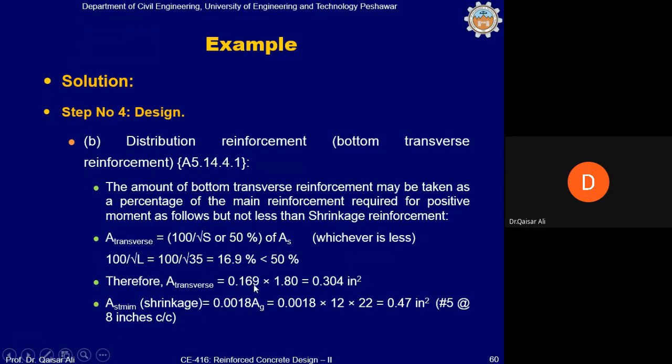And 0.169 of the main reinforcement. Main reinforcement is 1.8. So 0.169 multiplied by 1.8 gives us a value of 0.304 square inch. But then we should compare this value with the minimum reinforcement, and the minimum reinforcement is 0.47 square inch. We will use the minimum reinforcement as transverse bottom reinforcement, which will be placed at 8 inch center to center if we use number 5 bar.